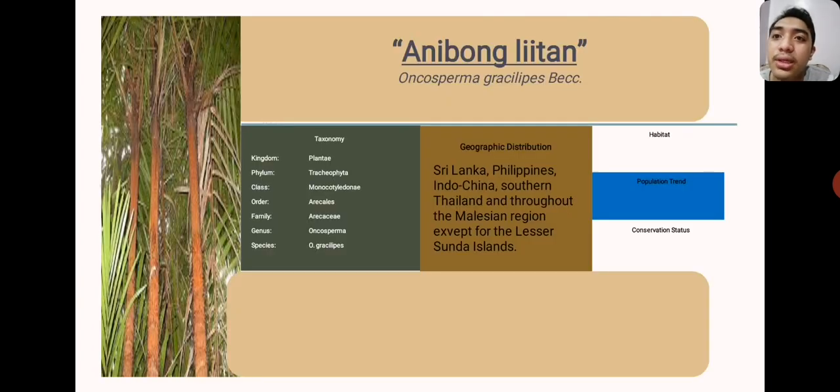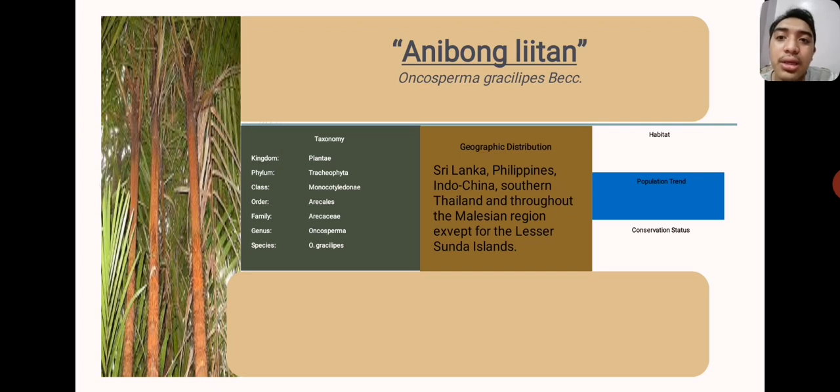Next one is Anibong liitan, Oncosperma gracilipes. Taxonomy: kingdom Plantae, phylum Tracheophyta, class Monocotyledonae, order Arecales, family Arecaceae, genus Oncosperma, species gracilipes. Geographic distribution: Sri Lanka, Philippines, Indochina, southern Thailand, and throughout the Malaysian region except for the Lesser Sunda Islands.